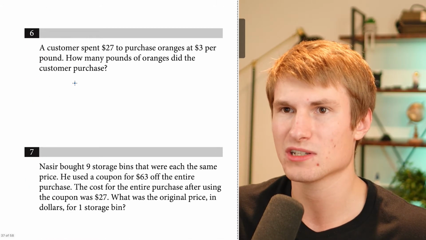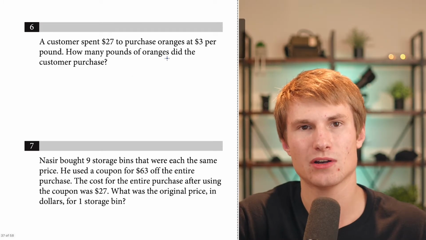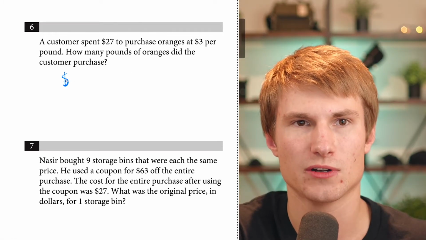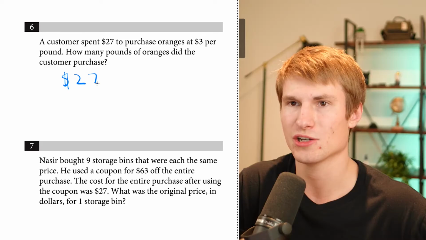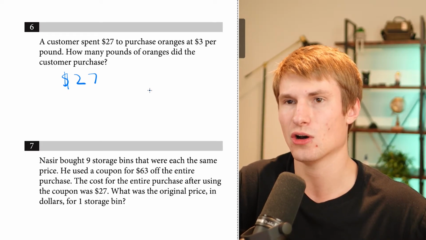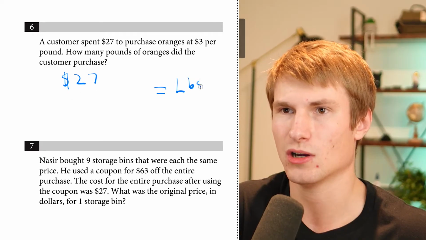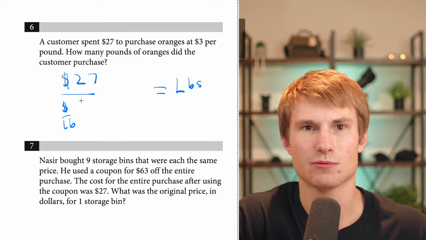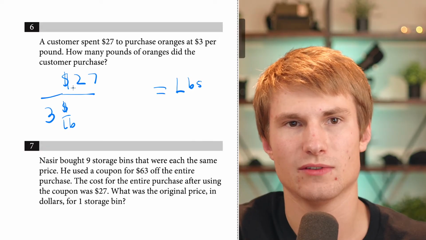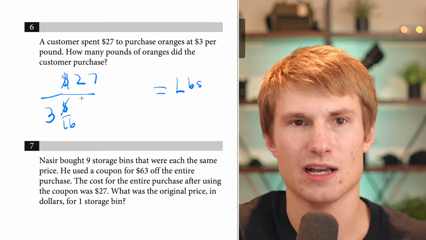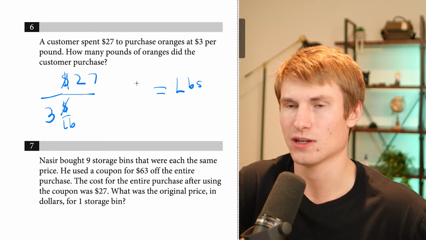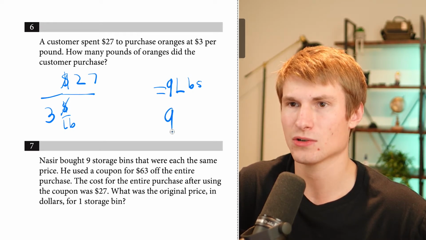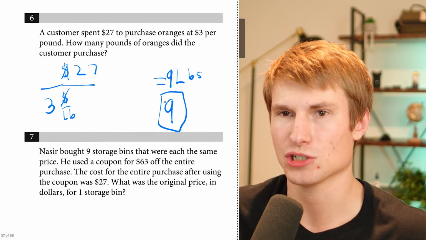A customer spent $27 to purchase oranges at $3 per pound. How many pounds of oranges did the customer purchase? A trick you can use to make sure you're setting up your equation correctly is you have $27. You need to ultimately get your answer in pounds, which we'll call LBS. In order to do that, we need to divide by dollars per pound. We see that we have $3 per pound. So 27 divided by 3 is going to give us 9. As you can see, your dollar signs cancel out. You're left with your number of pounds. So that would equal 9 pounds. So our answer there would be 9. We can go and move on to question number 7 now.